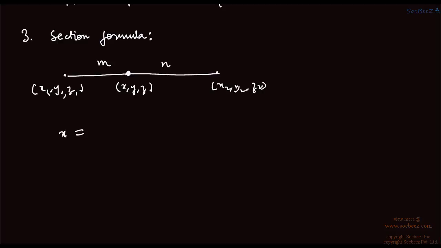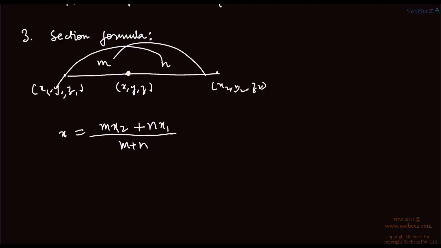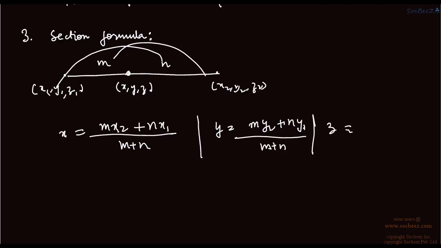Then x will be equal to (mx2 plus nx1) divided by m plus n. Similarly, y will be equal to (my2 plus ny1) divided by m plus n, and z will be equal to (mz2 plus nz1) divided by m plus n. Fine. So all these formulas are alike, so you will find this coordinate using these section formulas.